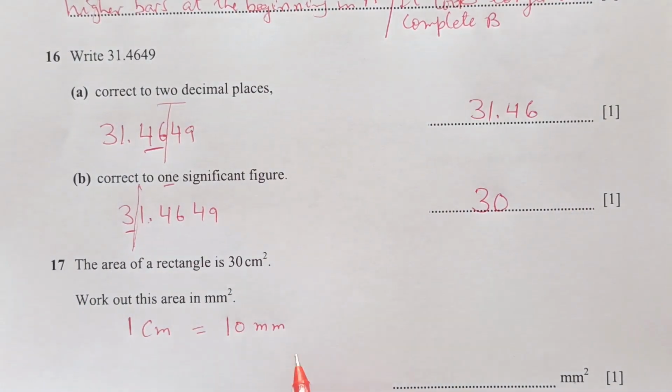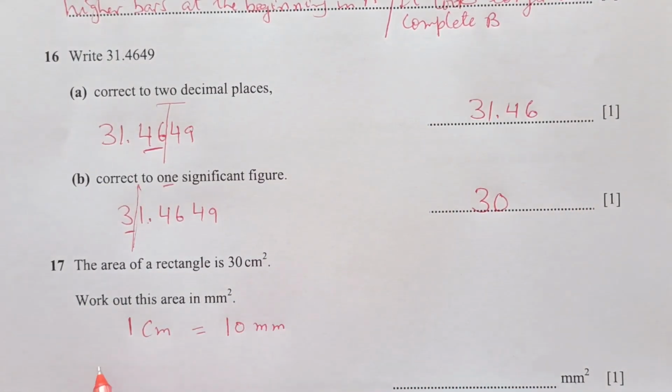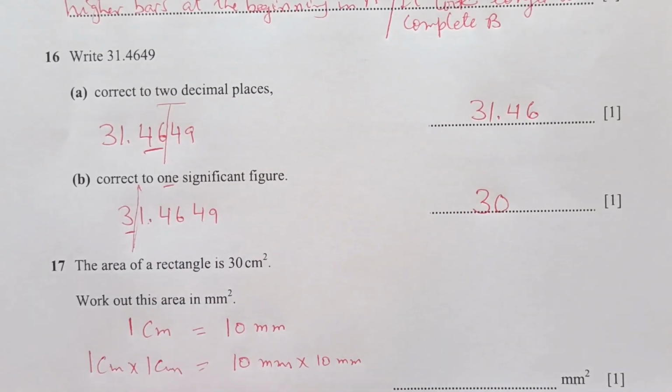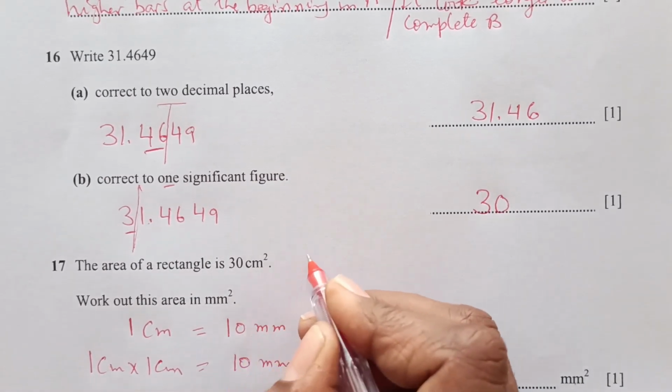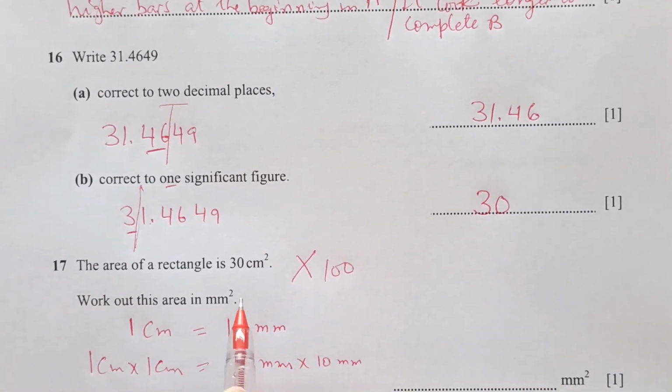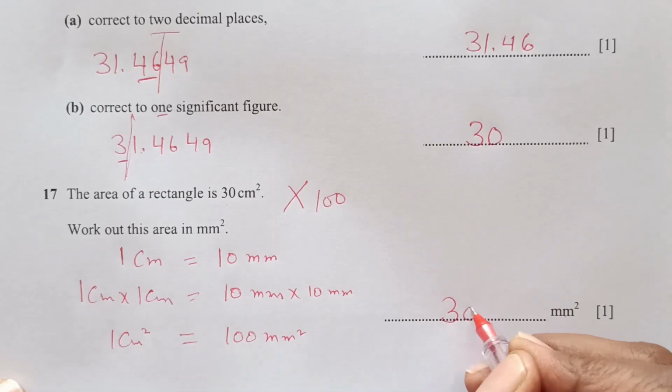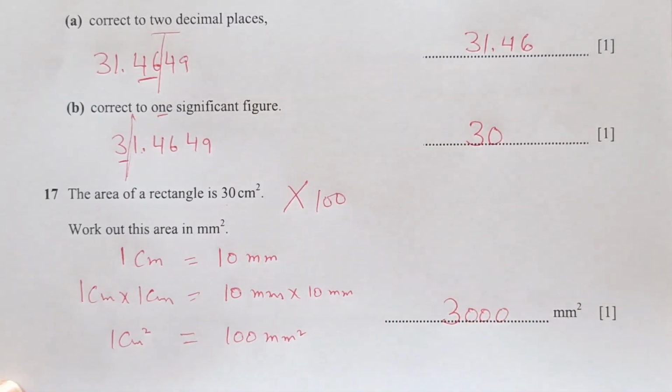So 1 centimeter is 10 millimeters, but we are looking for centimeters squared. 1 centimeter times 1 centimeter becomes 1 centimeter squared. So this side we will have 10 millimeters times 10 millimeters, that means it's 100. 1 centimeter squared is equal to 100 millimeters squared. So we just multiply by 100. 30 times 100 is 3000 millimeters squared.